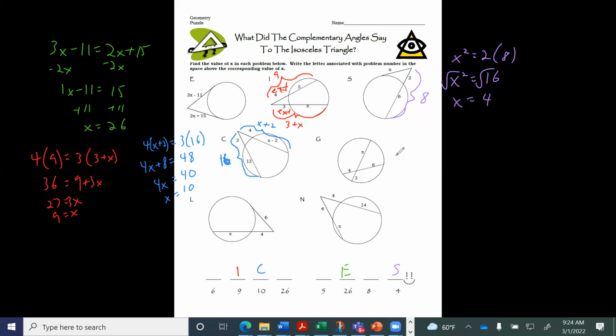Then we had G. All right, on this one, we had 2 chords intersecting, so 2 parts from the same thing. So 3 times x equals 4 times 6. 3x equals 4 times 6 is 24. Divide by 3, and you get 8. So G was 8.